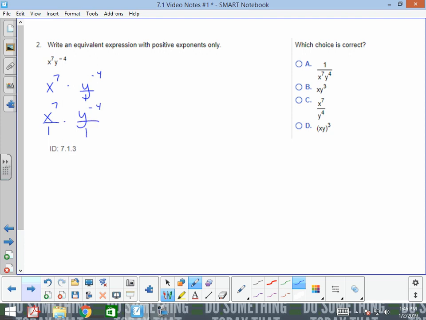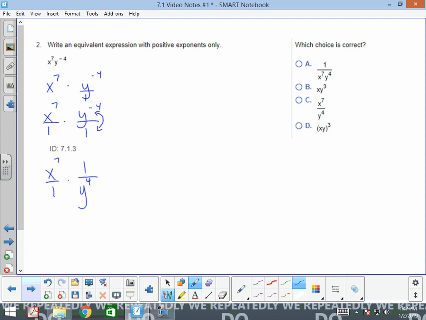So now we're going to have x to the 7th over 1 times, remember when it moves, it's switching places with a 1. So now it's 1 over y to the 4th. Again, notice that the negative exponent became positive when we moved it to the denominator. The y, however, did not change signs. So now we're going to multiply the numerators together and the denominators together. So it's x to the 7th over y to the 4th.